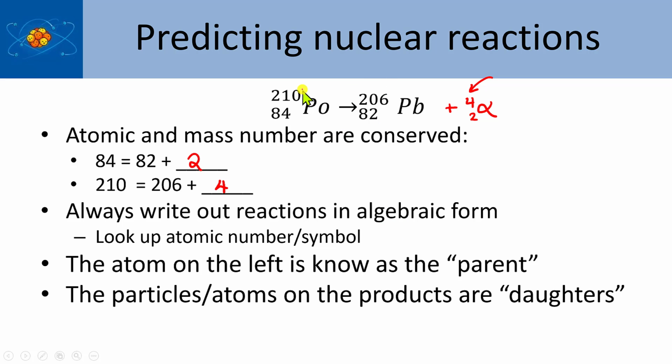Now, the atom on the left is typically known as the parent, and the atom on the right, not the subatomic particle, is known as the daughter. In some reactions, there are multiple daughters produced. So let's go ahead and do a bunch of examples.